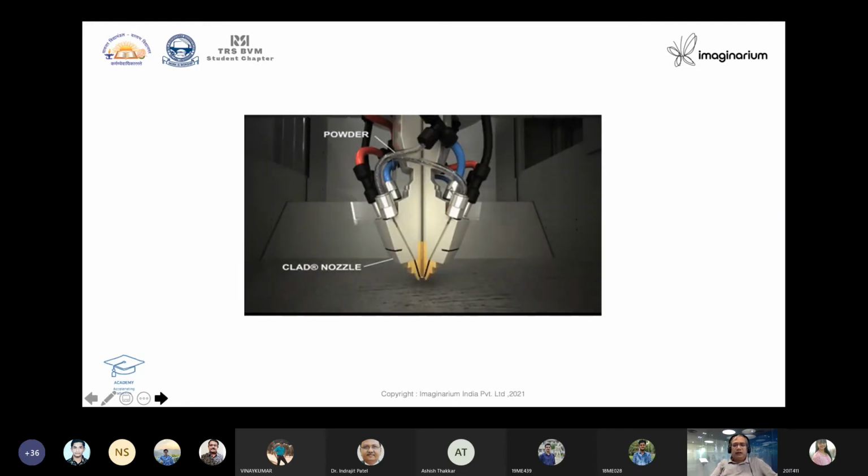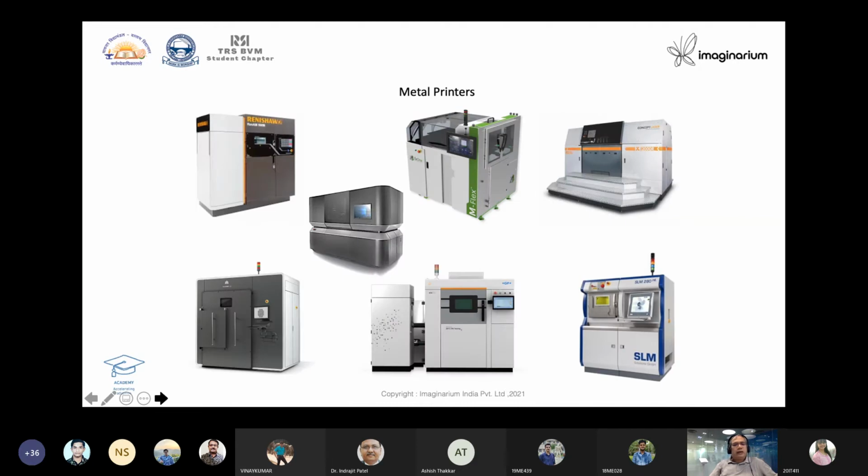This is one of the slides from Meltio only, what I'm showing. In fact, all these machines come in all shapes and sizes. I have so many of them: Renishaw, 3D Systems, XJet, then you have MFlex, then you have EOS, GF, Concept Laser, SLM. So many of them, you know. GE Additive also is coming. They have their own range.